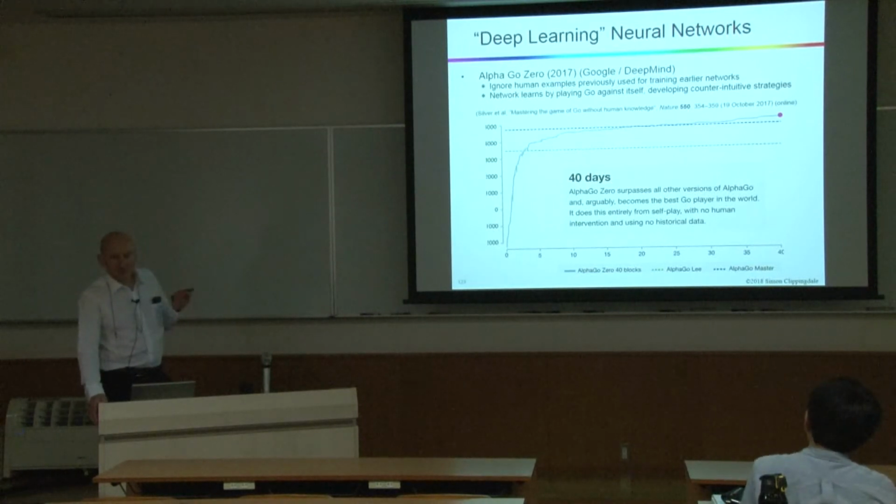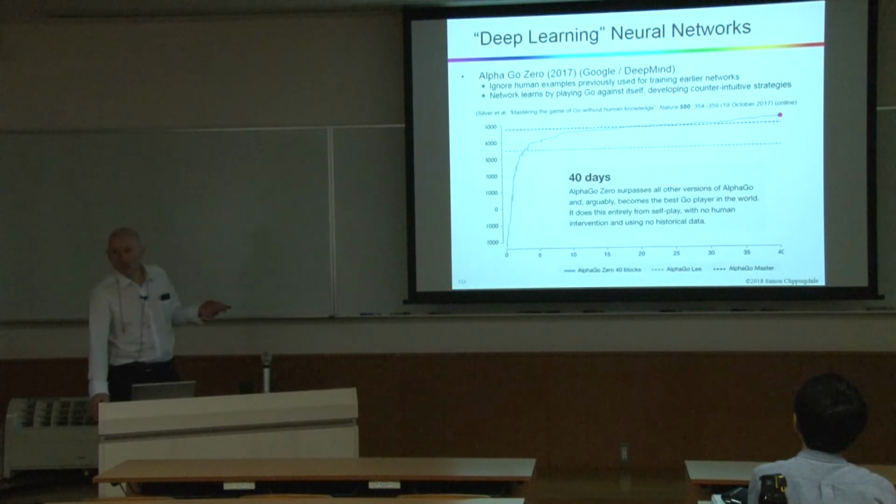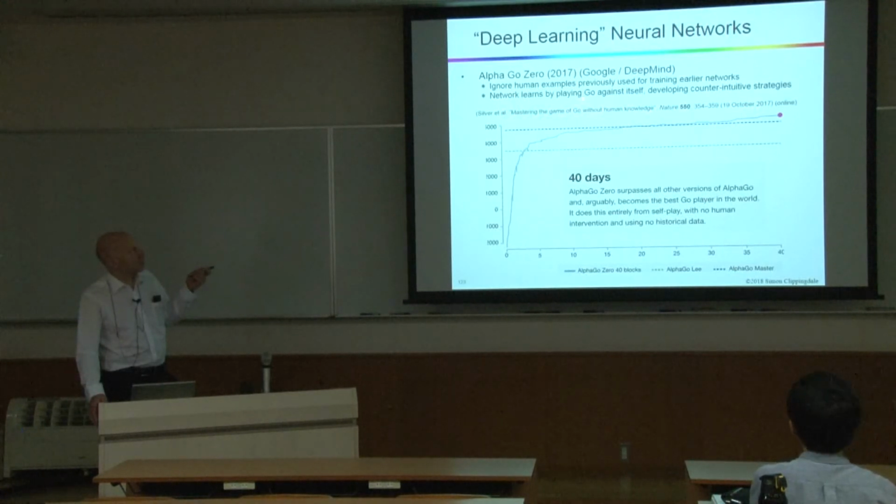But they found that if they had the network ignore the human examples and just play the game against itself, it would develop its own strategies which were quite different from the strategies that human masters developed. And this paper from last year, Mastering the Game of Go Without Human Knowledge, was quite a landmark paper.